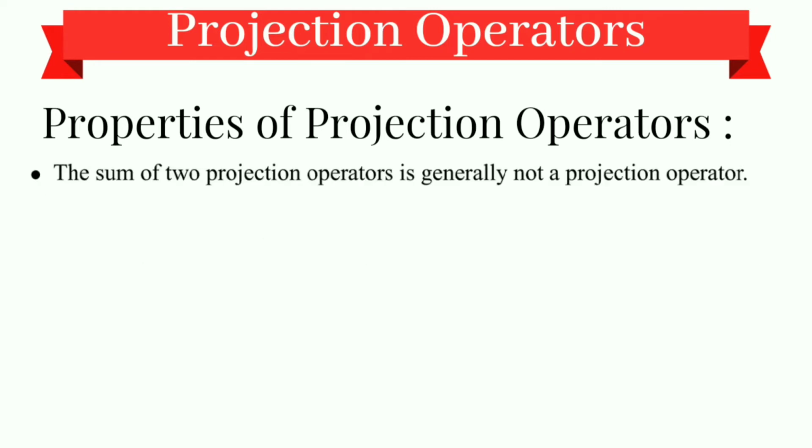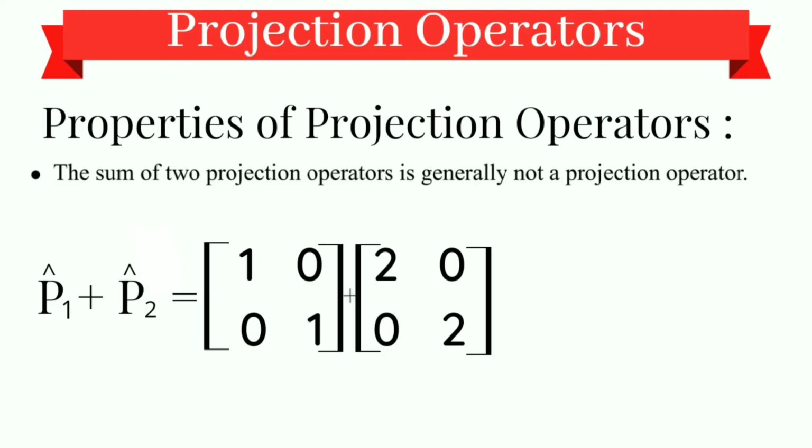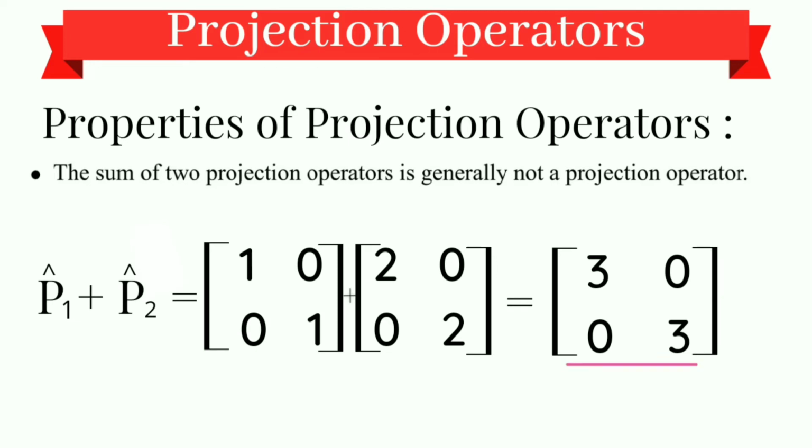Now number 2, the sum of two projection operators is generally not a projection operator. Why so? Let's take an example. P1 plus P2. Let P1 be 1 0 0 1 and P2 be 2 0 0 2. So when we add these two matrices, that is 1 0 0 1 plus 2 0 0 2, it will give us 3 0 0 3. Let's take this value as P3.